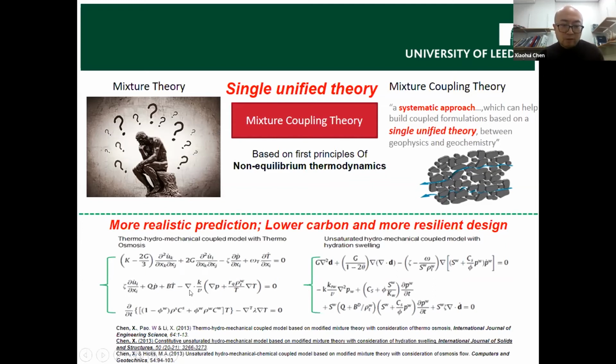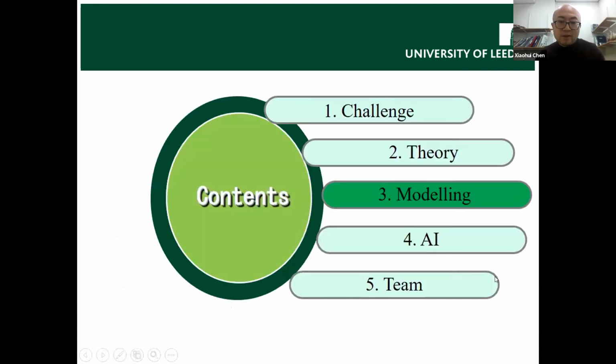We have a coupled formulation. You can see the formulation looks a bit complicated, but they are realistic. And we can have a low carbon design because we incorporate every aspect, and we can optimize every aspect, and we can have a more resilient design. So this is about the theory.